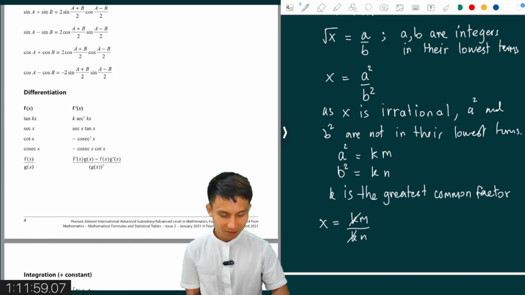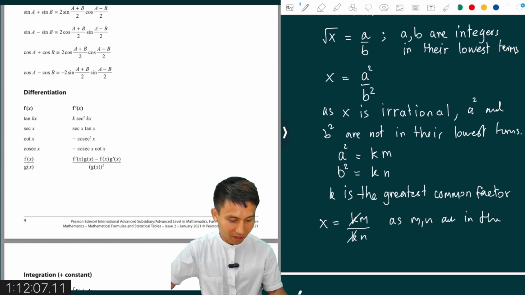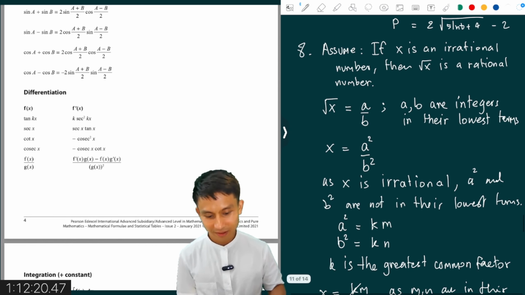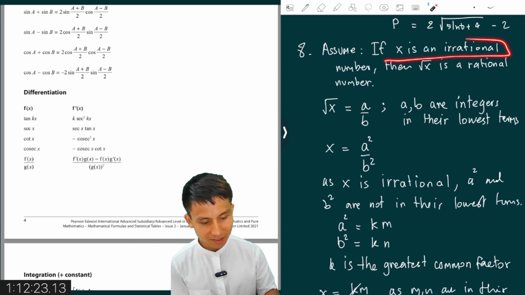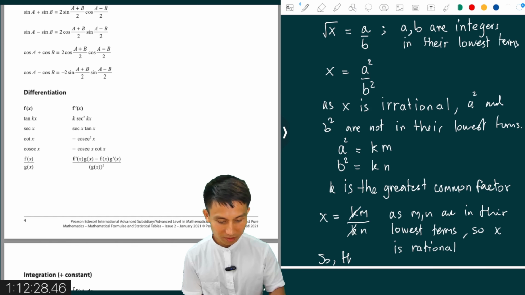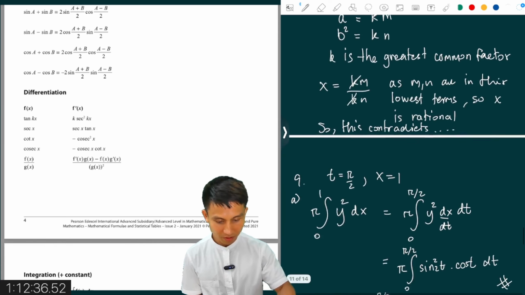Okay? So, as m and n are in the lowest terms, so x is rational. So this contradicts what we said earlier, that it is irrational, right? So this contradicts... and you know what I mean after that, because I'm not going to interfere with the next page there.